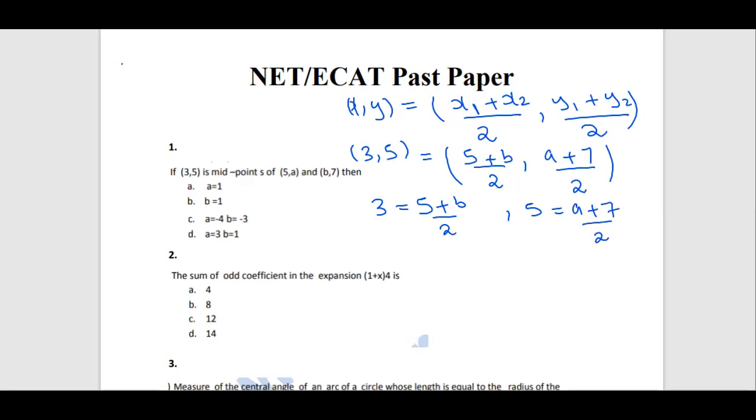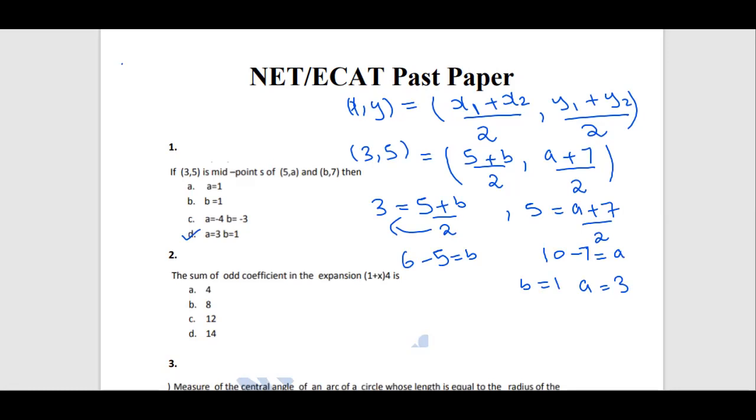Now we simply have to simplify things. I can take this 2 here, I'll get 6 minus 5 equals b, and here I'll get 10 minus 7 equals a. So b is 1 and a is 3. So clearly D is the answer. All you need to do is apply the formulas.